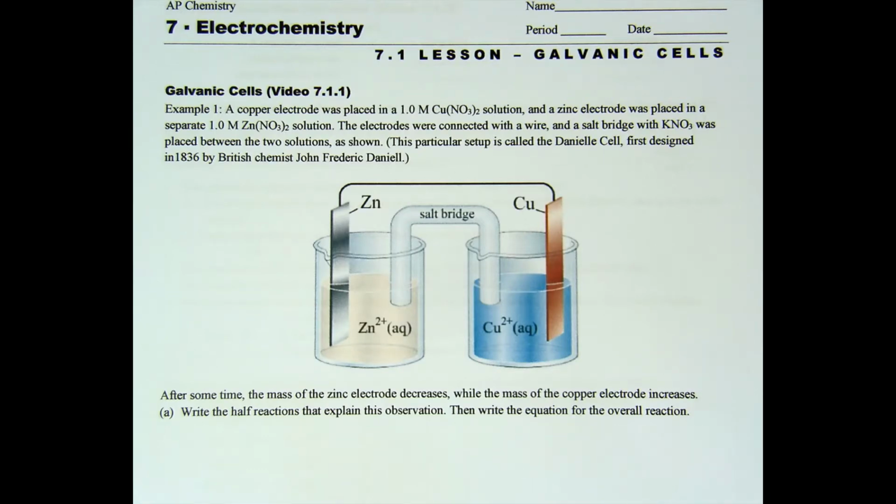Hi everybody, welcome to video 7.1.1. Today we're going to start talking about galvanic cells in our electrochemistry. So we're going to start off with an example of an electrochemical cell here.